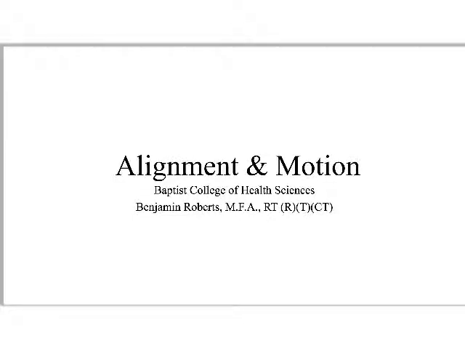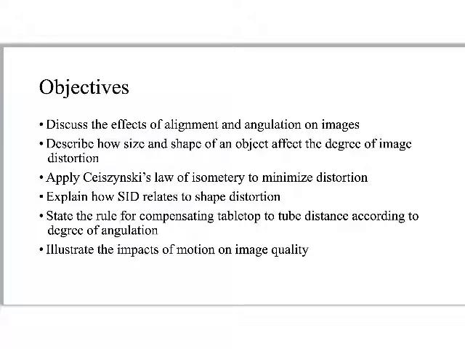So we're going to talk about alignment and motion, which is chapter 24 in our textbook, page 361. Here are some objectives that I have for us. First, we want to discuss the effects of alignment and angulation on the images that we get. We want to describe how size and shape of an object can affect the degree of image distortion. So the shape of the object itself has some impact on what we get.